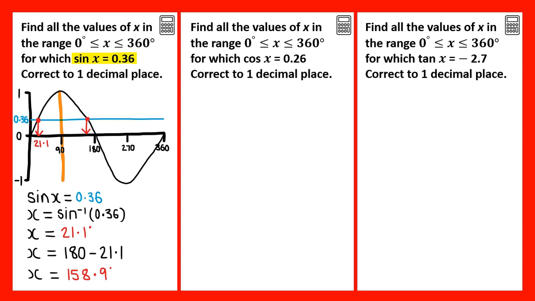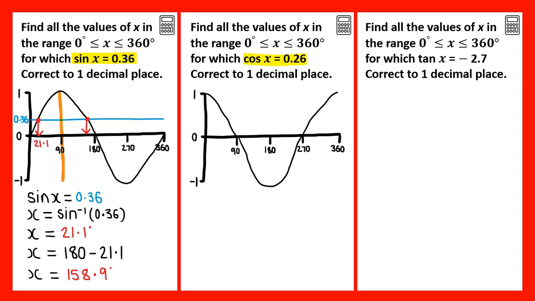For the next question, I need to find all of the values of x in the same range for which cos of x is equal to 0.26. Again, I'll start with a sketch, but this time of cos x. Cos x looks like this, and if cos x is equal to 0.26, I can use my inverse function of cos to find my principal value, which is the main angle solution and is typically between 0 and 90 degrees. x is equal to 74.9 degrees to one decimal place.